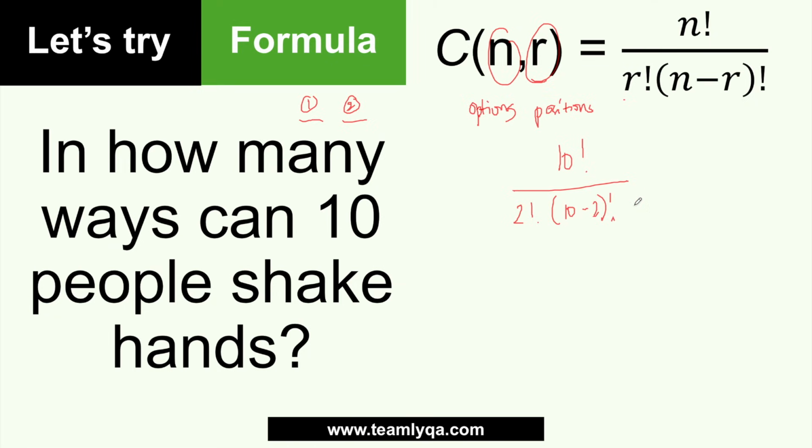Okay? So, ibig sabihin, kung pasisimplihin ko pa, this is equal to 10 factorial over 2 factorial times 8 factorial. Now, the next step is to expand this.